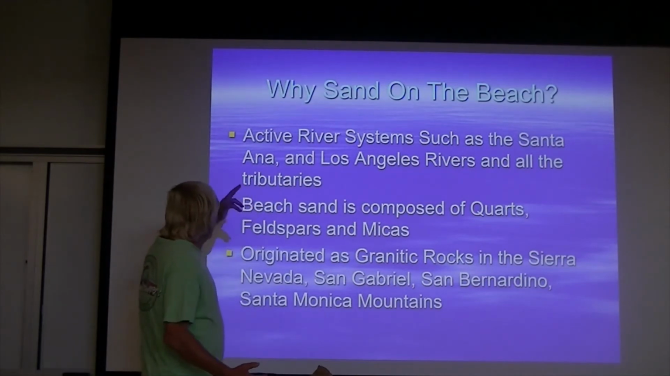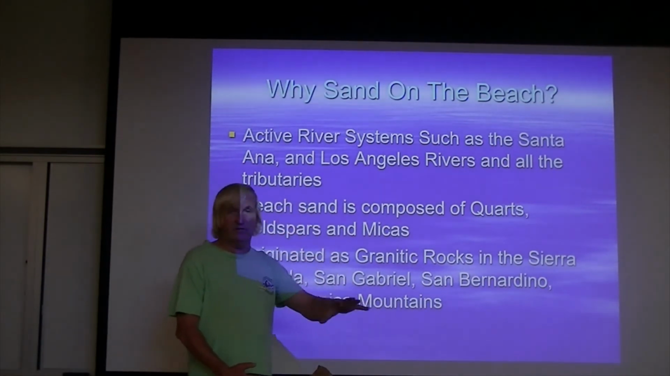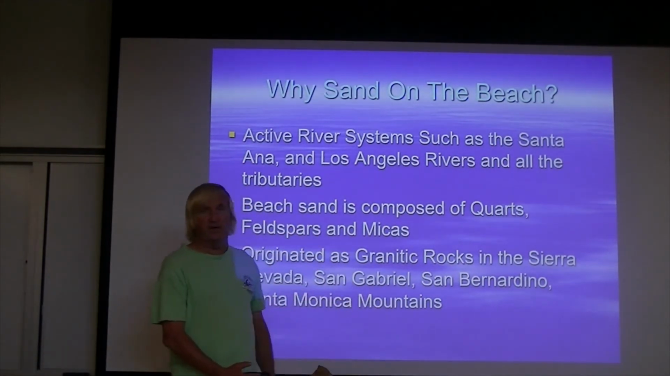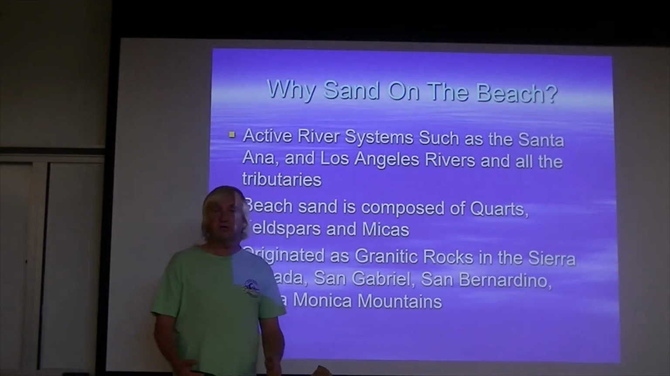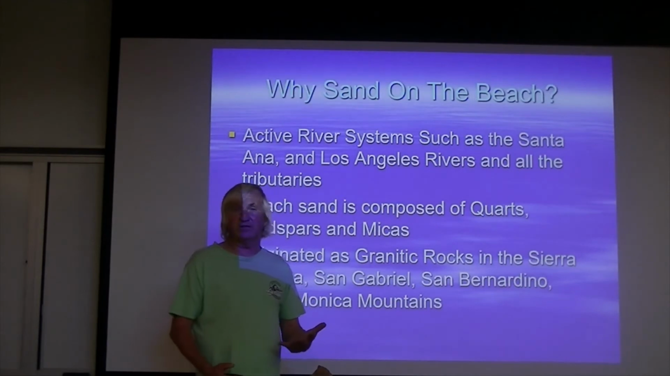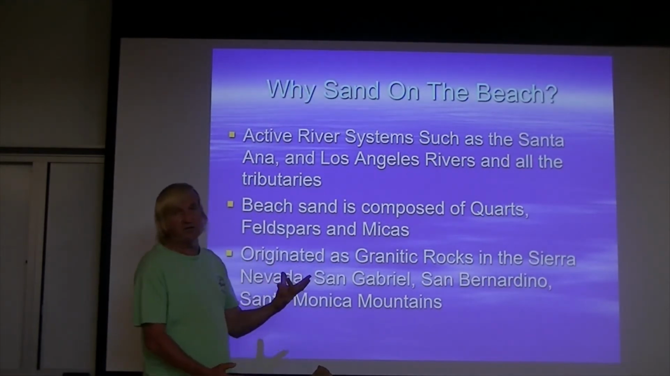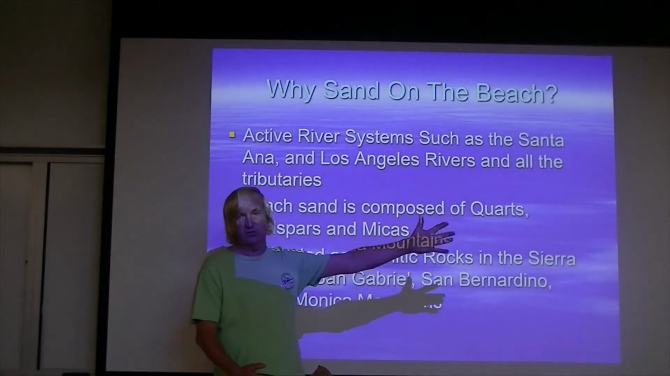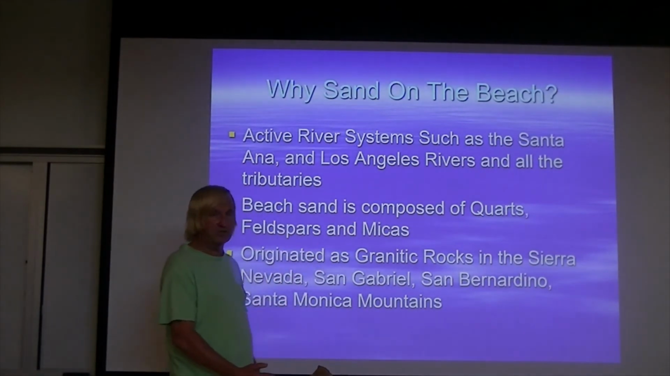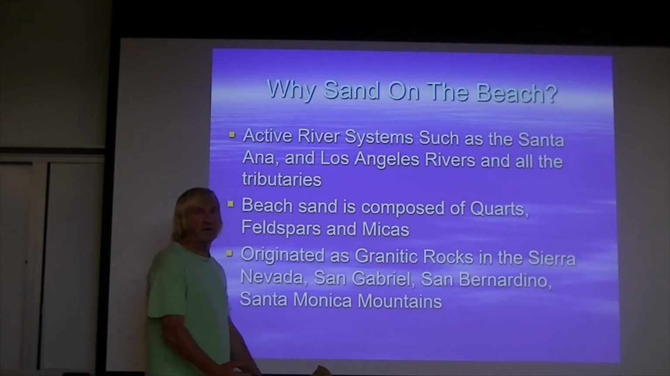So as granitic rocks start to weather, and you go further away from the source, as you go from the mountains down to the valleys and eventually to the ocean, that sediment gets finer and finer and finer until by the time it reaches the coast, it's pretty much sand size. And so that sand is then discharged out into the Pacific Ocean. And then the longshore currents distribute that sand up and down the coast. And the waves then deposit the sand onto the beaches.